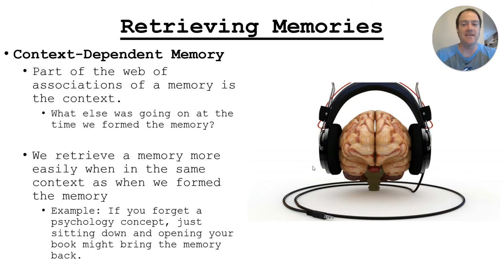This can also be, like I said, environment. This can be people. There are a couple of others we're going to talk about in a minute that are more like mood and emotion and things like that. But context is more environment or the process in which the memory was made.